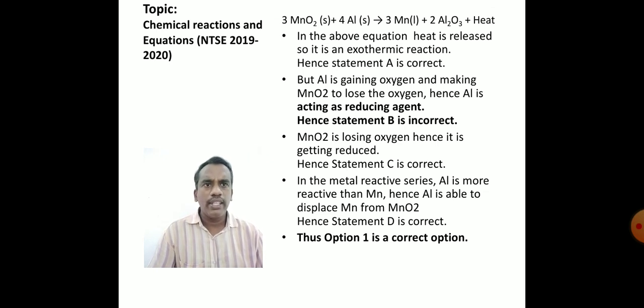In the above equation, heat is released, so it's an exothermic reaction, and statement A is correct. But aluminum is gaining oxygen and making MnO2 lose the oxygen. Hence aluminum is acting as a reducing agent but not the oxidizing agent. MnO2 is losing oxygen, hence it is getting reduced. Hence statement C is correct. In the metal reactive series, we know aluminum is more reactive than manganese, hence aluminum can displace manganese. So statement D is also correct, hence the only correct option is the first option.